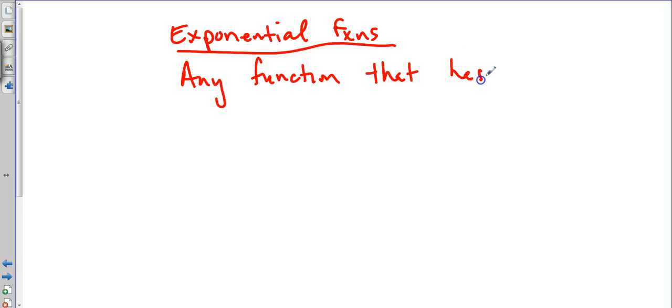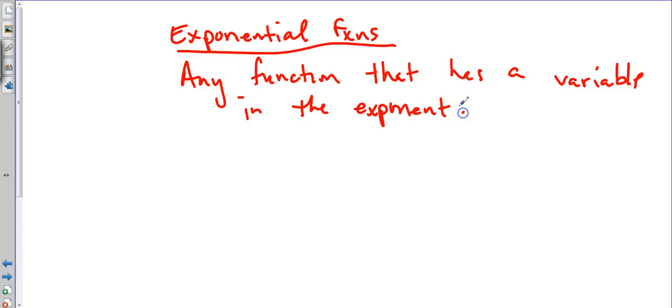So that kind of takes us to what we're talking about here, our topic of conversation. And that topic of conversation is exponential functions. Okay, so any exponential function, an exponential function is any function that has a variable in the exponent.